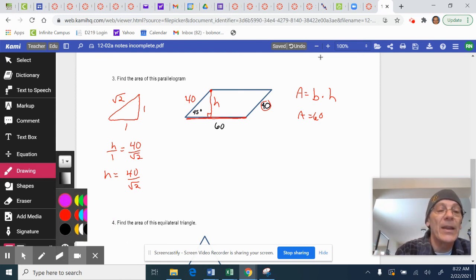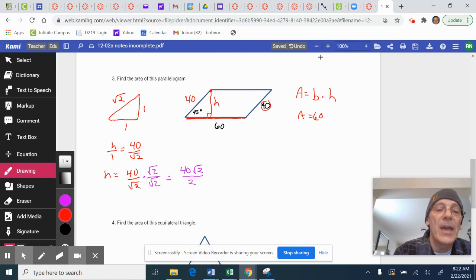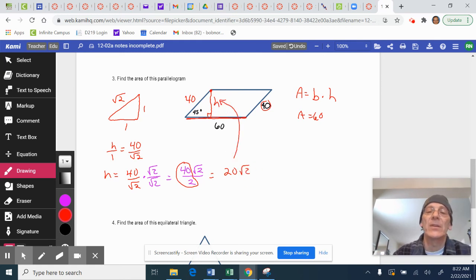We recall how to handle that. Multiply by radical 2 over radical 2. And we get, when we multiply those fractions straight across, 40 radical 2 over 2. But then that 40 over 2 reduces to 20 radical 2. There's the height of the parallelogram.